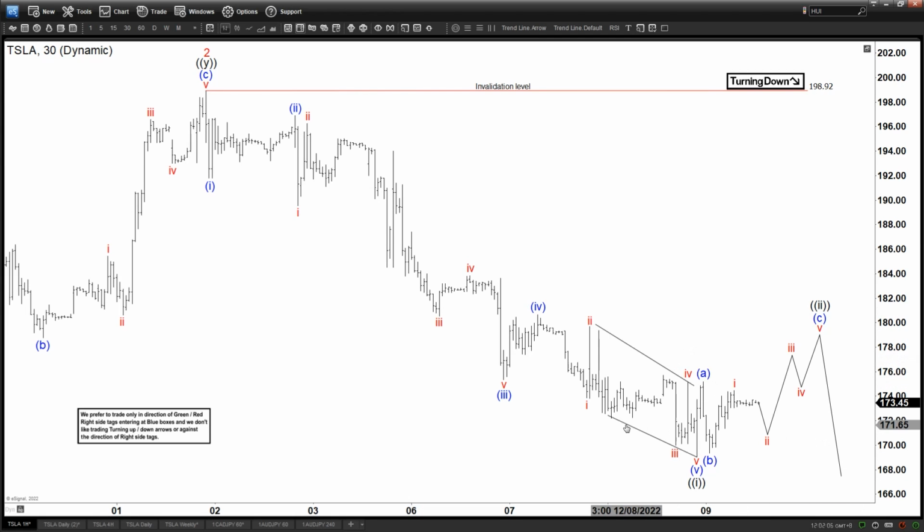So the idea here is that the decline in Tesla is not done yet, at least when looking at the shorter cycle, and it can continue to see more downside below 199. All right. Now if we zoom out and get some ideas where we are now in the larger time frame.